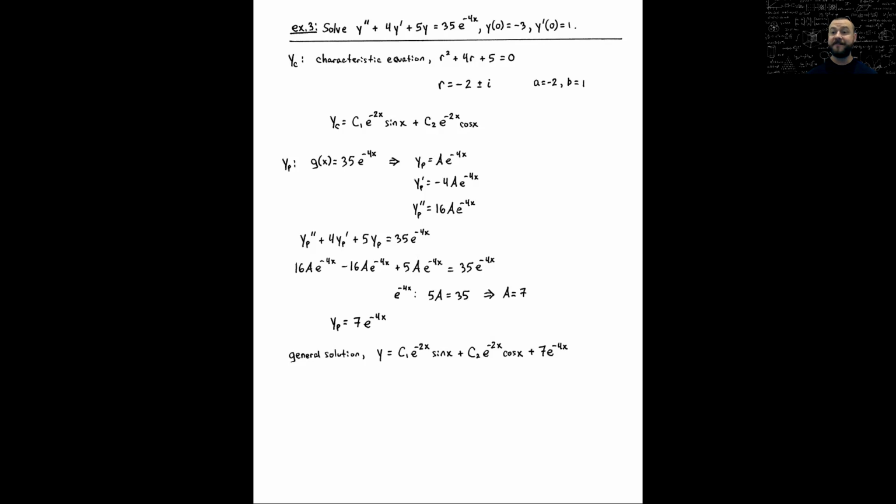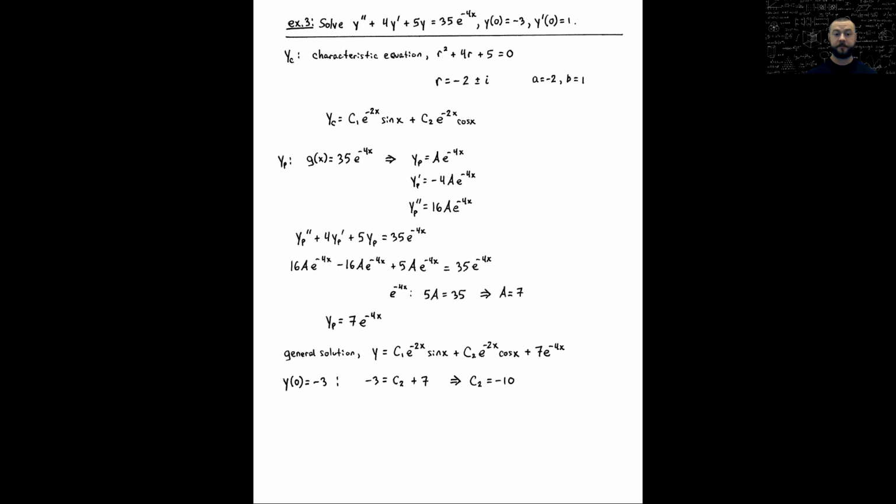All right, so let's use the function initial condition. y of 0 equals -3. The only thing you really need to know here are your values for sine and cosine of 0, which would be 0 and 1 respectively. So if you plug in x as 0, a lot of the terms simplify considerably. All right, so if you plug in x as 0, we get a very simple equation, which you can solve easily to get the value of C2 as -10.